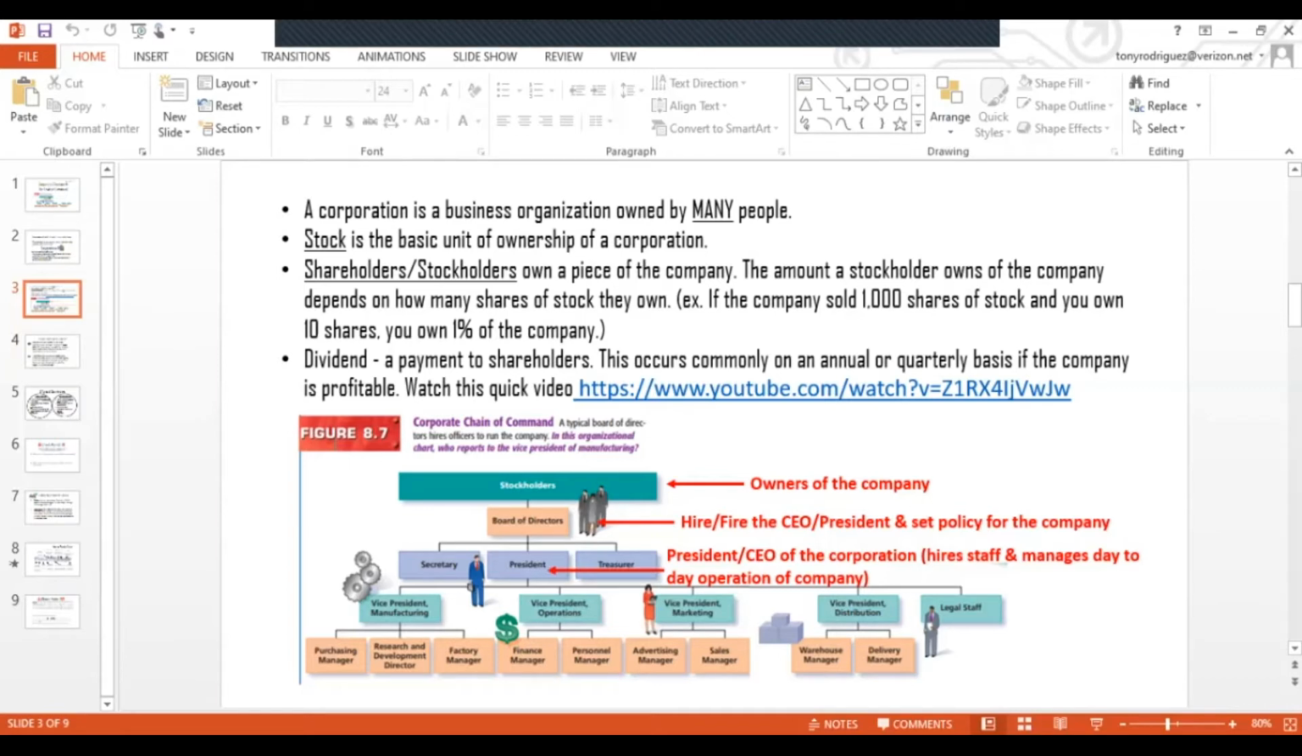So starting here at the very top, you have the stockholders. Remember, above we talked about how the stockholders are the owners of the company. What that means is they own shares of stock in the company that entitles them to future profits that the company makes. They want their money to help make the company successful, so that when the company is successful and makes profit, they'll get a dividend. You see how that works?